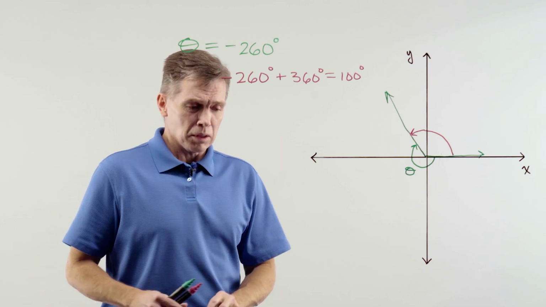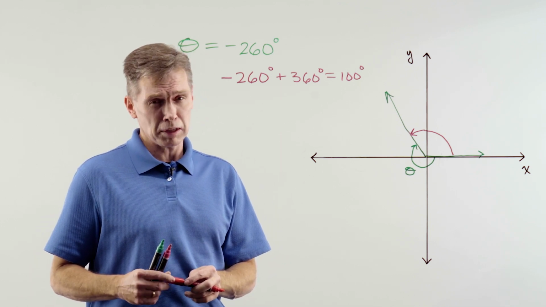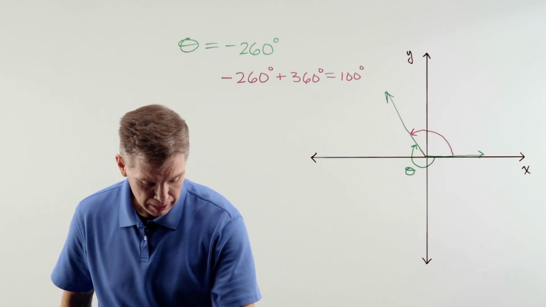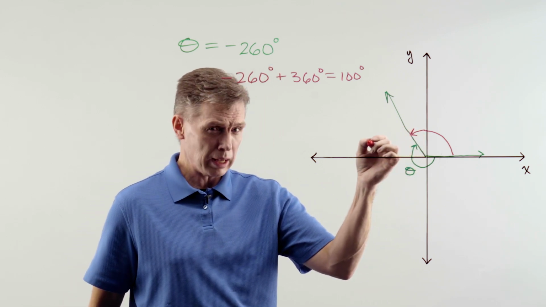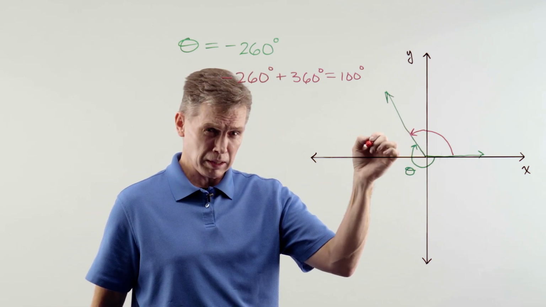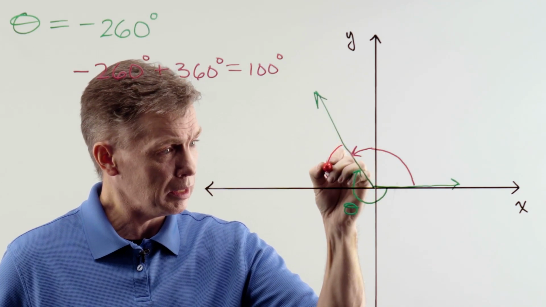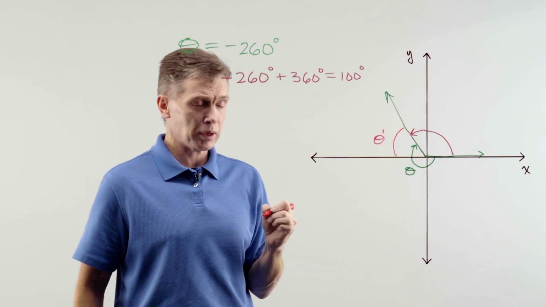And the bigger point, I would suggest, of this problem is they want us to find theta prime, that reference angle. So to do that, I am looking for the positive acute angle that the terminal side of my theta makes with the x-axis. So it would be right here. That's my theta prime. Okay?